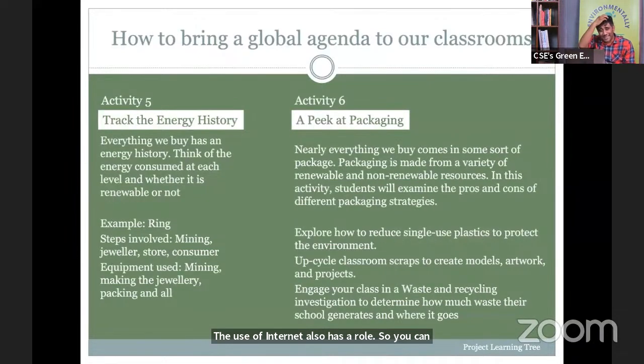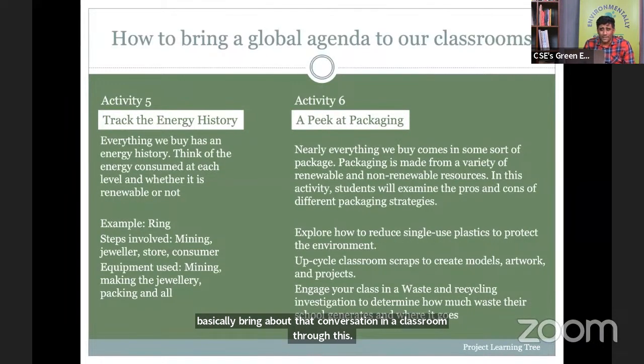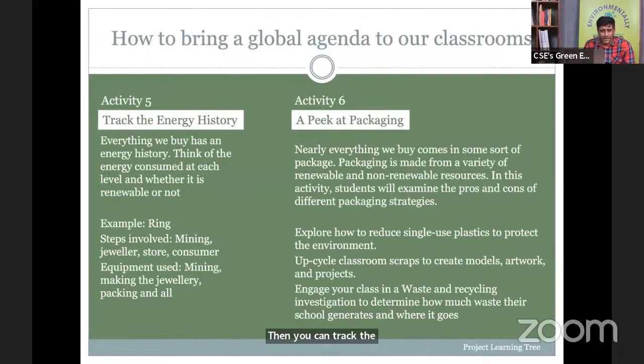Then you can track the energy history. Basically, everything that you have. I have done it with school students where I've picked up a pencil and I've asked them, what is the energy cost of this? So students initially think, what is the energy cost of a pencil? It's so nice. We use it every day.